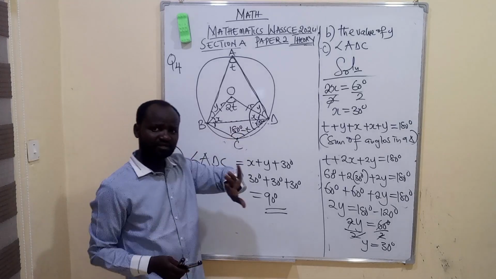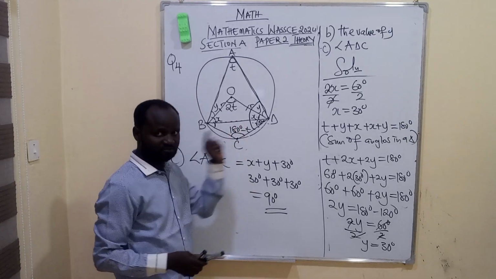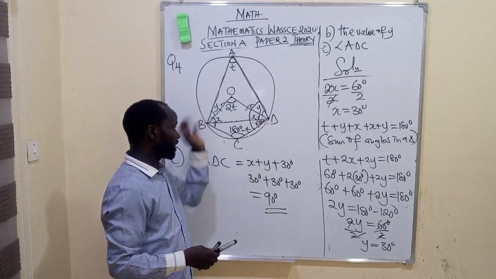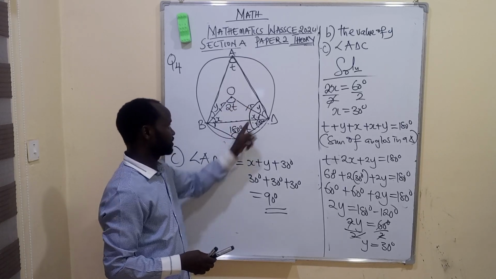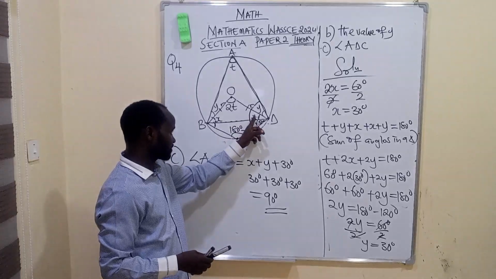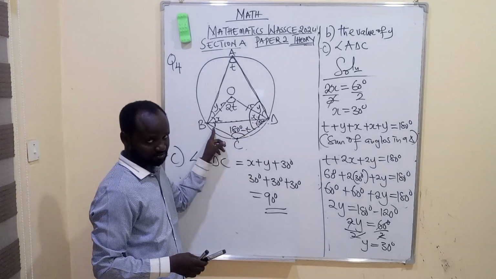So you have to understand all these concepts or properties before you can solve this kind of problem. You have to understand that opposite angles of a rhombus are equal. This angle here and this angle here are the same. This angle here and this angle here are the same. So it means if x is 30, of course here will be 30, here too will be 30 degrees.